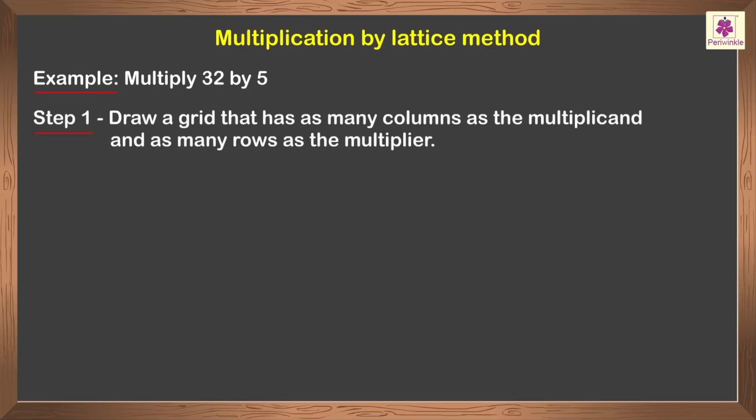Step 1. Draw a grid that has as many columns as the multiplicand and as many rows as the multiplier. Here we draw 2 columns and 1 row as shown, as the multiplicand has 2 digits and the multiplier has 1 digit.